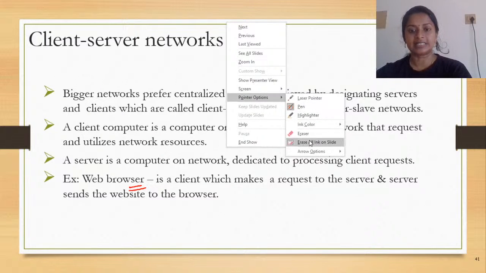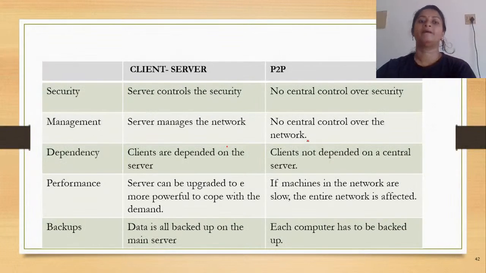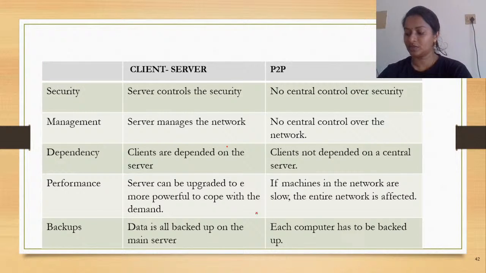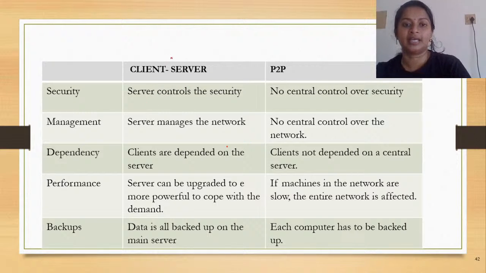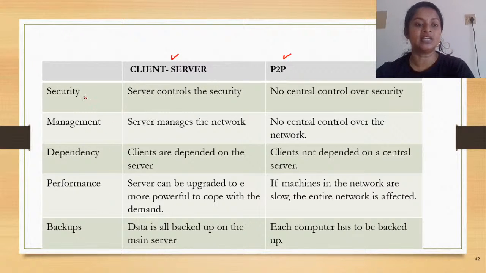So next, let us see the differentiation in the form of a table. Okay. Now we have a differentiation, I mean the distinctions between the peer-to-peer networks as well as the client-server networks, and we are talking about the differences based on certain parameters, starting from security, management, dependency, performance, and backups. Okay.